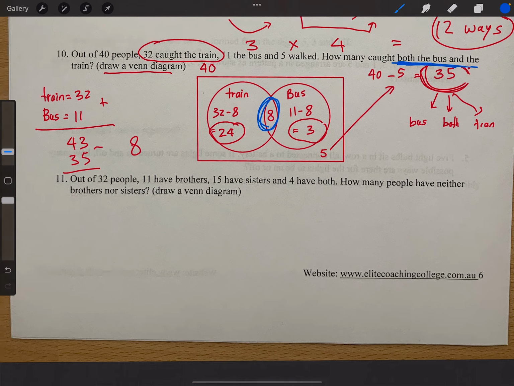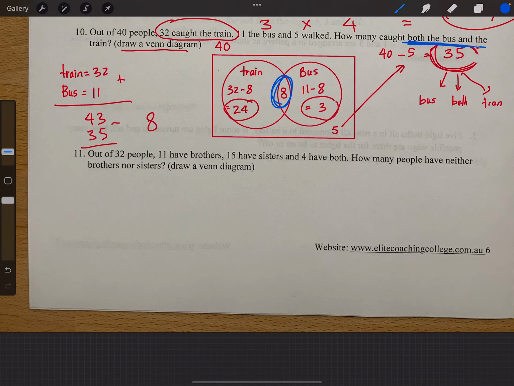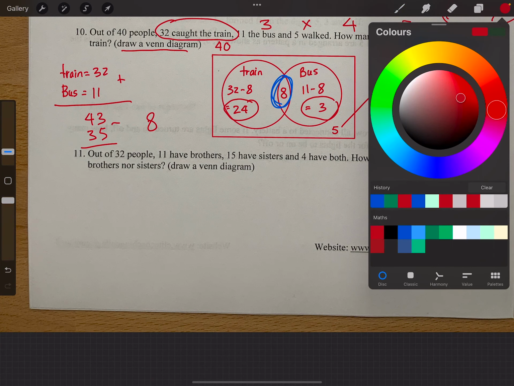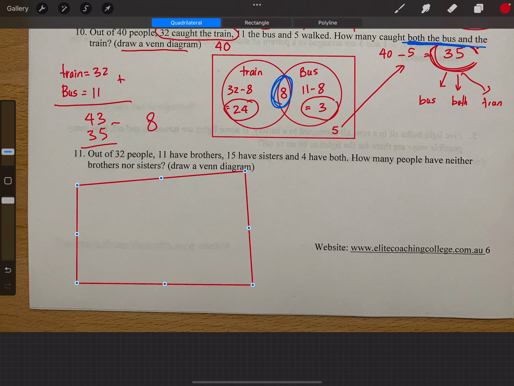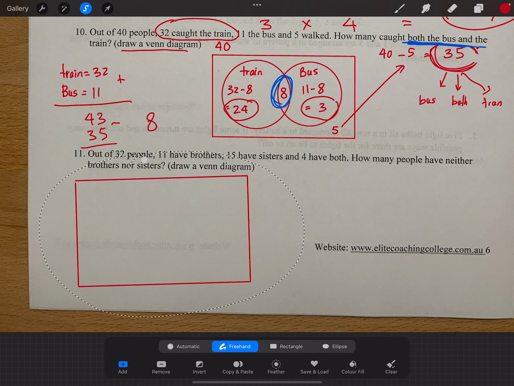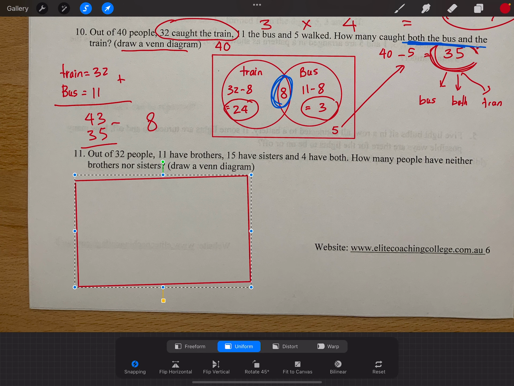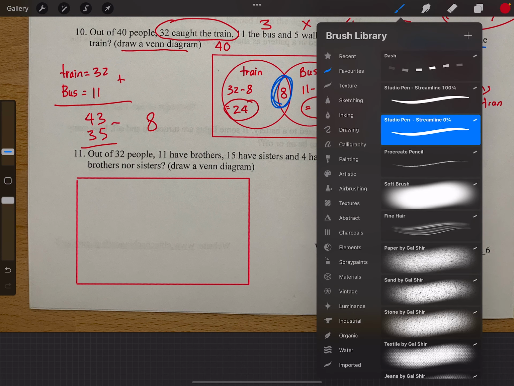There you go. Alright. Now, out of 32 people, so that again we're going to have to draw another Venn diagram. So okay, that's a bad shape there. Oh, looks nice. Okay. Let's draw some circles now.